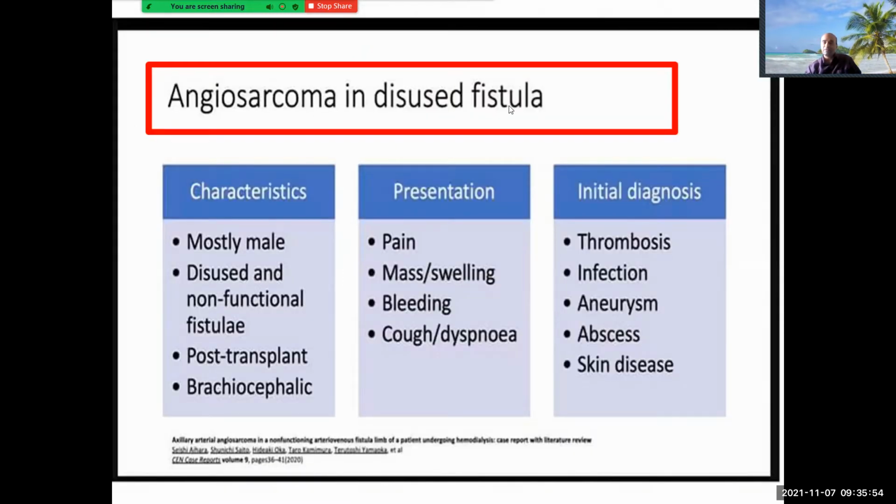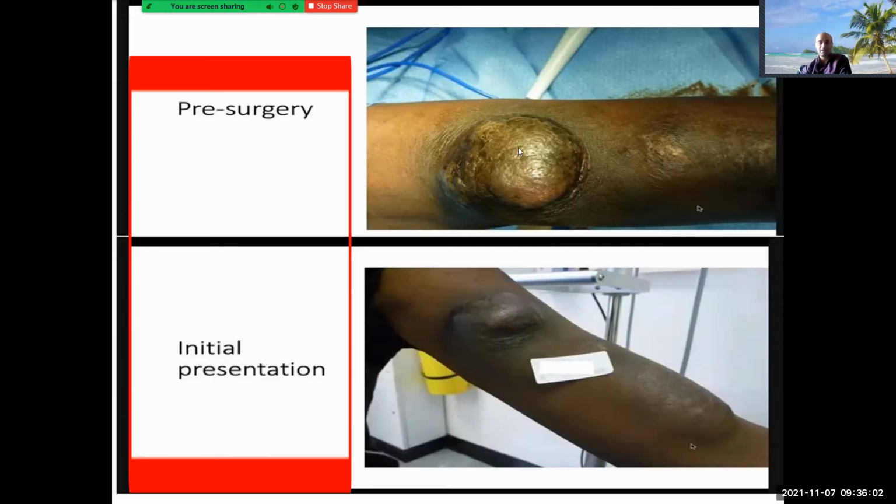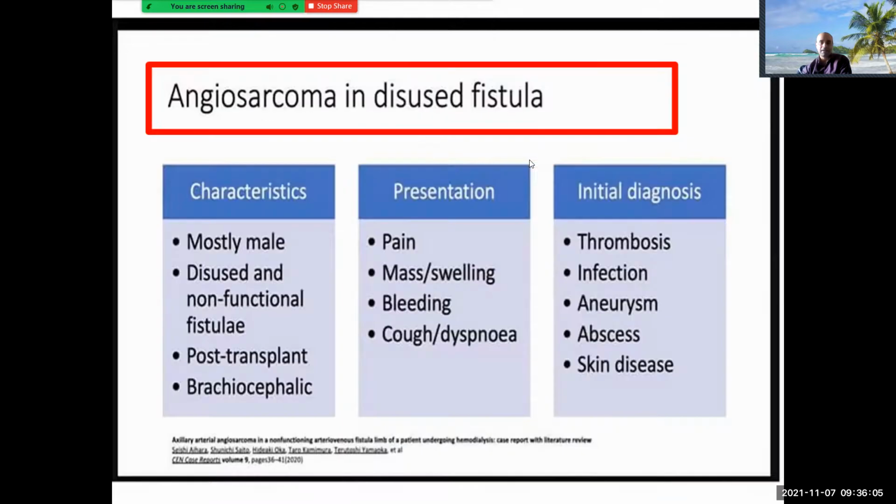Angiosarcoma in a disused fistula. Angiosarcoma. Don't forget this abnormal shape, maybe malignancy here. Don't forget this. This is not only infection, maybe angiosarcoma. Angio from the blood vessel, sarcoma, oma.